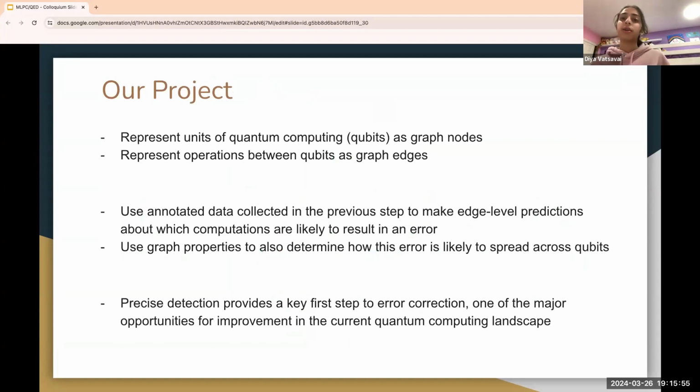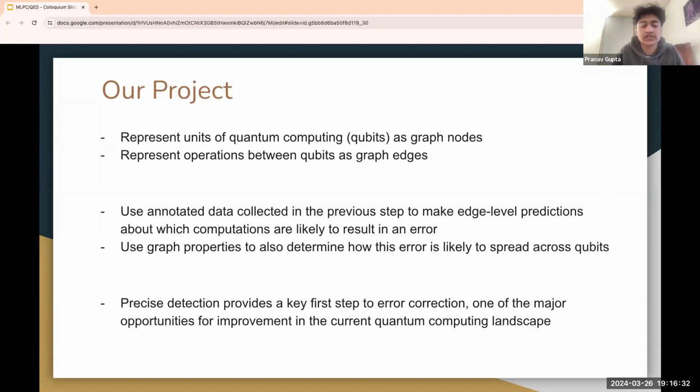And now Pranav will be talking about how this relates to our project. So talking about more information regarding this, we want to basically represent units of quantum computing, also known as qubits, as graph nodes. And then we can also represent operations between qubits as graph edges. So we can use annotated data collected in previous steps discussed in the slideshow to make edge level predictions about which computations are likely to result in error and how we can solve them, increasing our effectiveness. We can also use graph properties to determine how this error is likely to spread across different qubits.